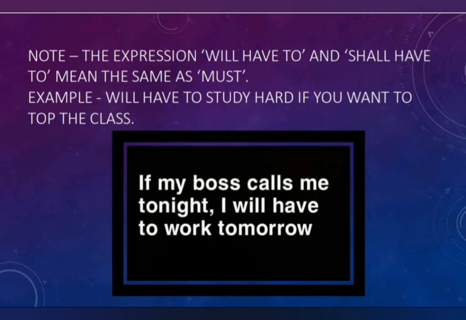These modal verbs can also be used in future tense with the help of will and shall. So when we write them with will and shall, like will have to or shall have to, they mean the same as must. For example, if my boss calls me tonight, I will have to work tomorrow. So in that case, it will mean the same as must.